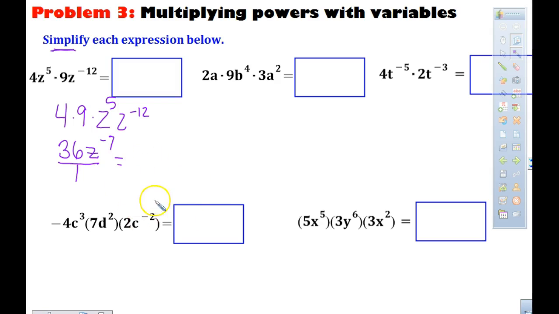Do I take the reciprocal of 36, Patrick? Should I put that on the bottom too? Put the 36? No. It doesn't have a negative exponent, right? The only thing with the negative exponent is the z. So, 36 over, Patrick? Z to the 7. Okay?